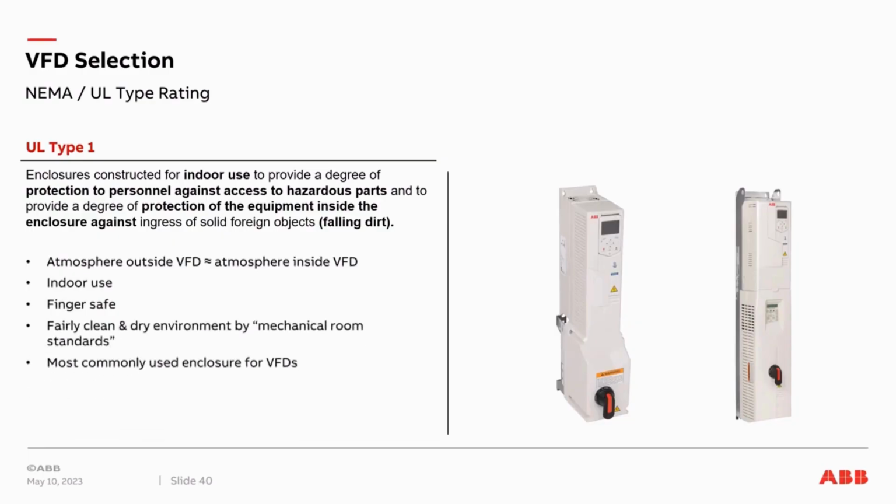It's for indoor use. It's finger safe. So if you put your fingers up against the vents on the enclosure, you won't electrocute yourself. It doesn't stop a person from getting a paper clip and shoving it in there and finding out where power is, but it's designed to be finger safe. This is like almost every device in your house. It's a Type 1 device. It's for fairly clean and dry environments, and most mechanical rooms are Type 1. And it's the most commonly used enclosure for VFDs and a lot of other things.